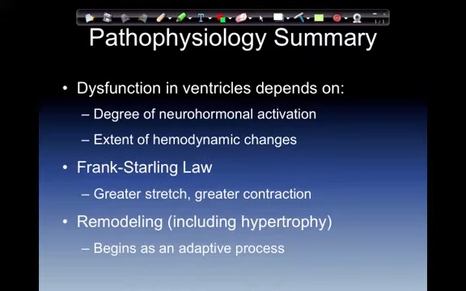Frank Starling's law, and this only works to a certain point, that if you stretch something to a certain point, it has a greater output. Well, that only works to a certain point. If we stretch something beyond that specific line of stability, then it does not have a greater output. It's its own worst enemy. And remodeling, including hypertrophy or enlargement, begins as an adaptive process. And this is a process that is essentially going through the steps of physiology to try to compensate for something.